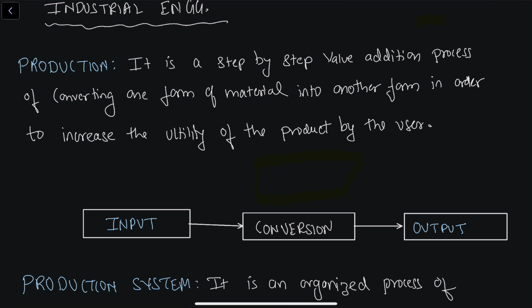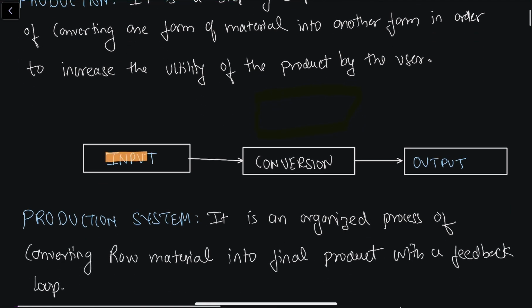So to form an engine, I would go through a step-by-step addition process, converting one form of material into another form to increase the utility of the product. If you have a piston, you can't do anything with it until you develop a cylinder and piston, and then a whole engine. Only then will it form a utility product which can be used by the user. So input can be anything, and all the input goes through a conversion process, and then we get the output. An output is something which can be used by the user.